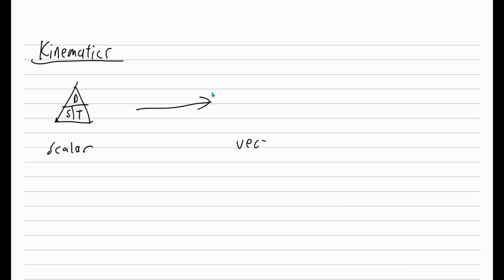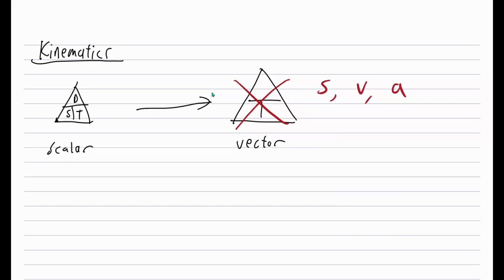In kinematics, you're basically taking distance, speed, and time, which are scalar, and upgrading them into vectors. So now it becomes S, V, and A. Actually, this is not accurate anymore. We can't use the triangle anymore. Sorry, no more triangle. We introduce 3 different letters: S, V, and A. What do they stand for?